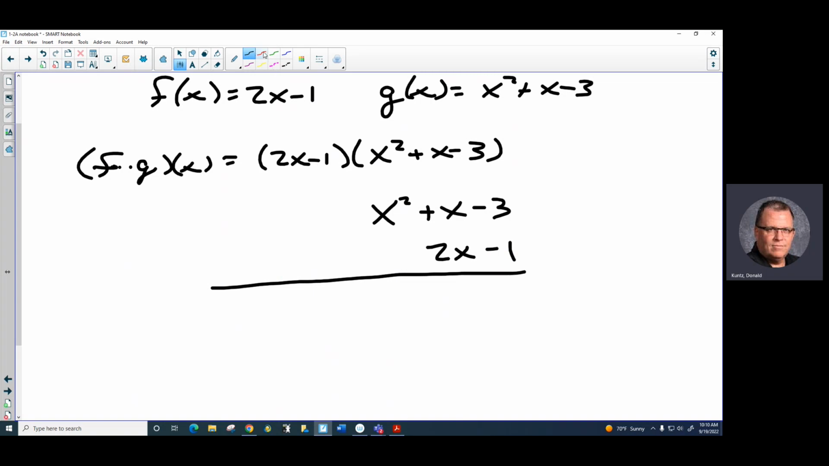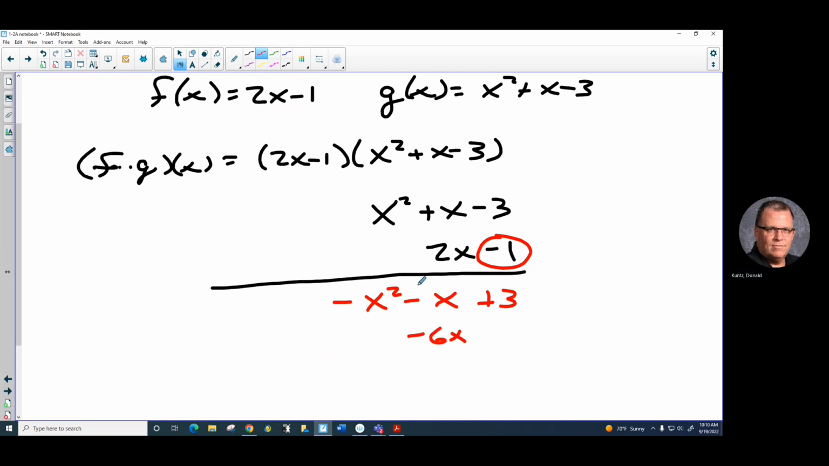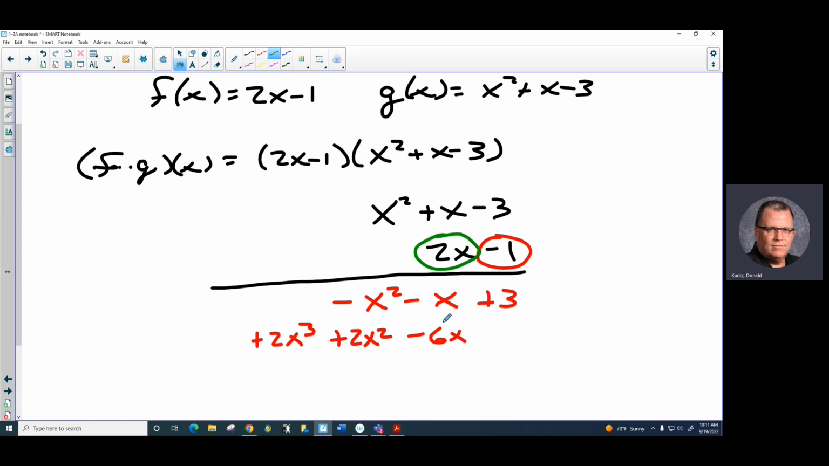If I do that, I start out here with -1 times each of these. So -1 times -3 is a positive 3. -1 times x is a negative x. -1 times x squared is a negative x squared. Then 2x times a -3 is a negative 6x. And then 2x times x is a positive 2x squared. 2x times x squared is 2x cubed. So now, and again, what we did there was then go to this one, and that's where we got this row right here.